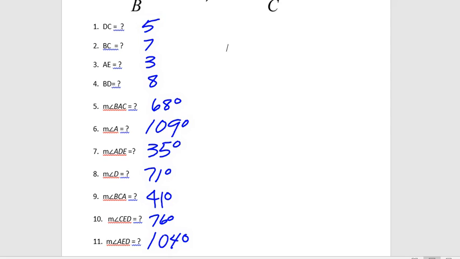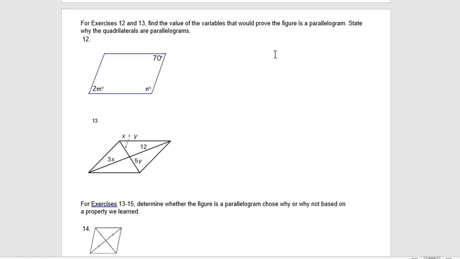So those are the correct answers for those questions. So now we're on the back, and it says, find the variable that would prove the figure's parallelogram and state why the quadrilaterals are parallelograms. So I know that opposite angles are congruent, so I would do 70 is equal to 2m, divide both sides by 2, so m equals 35.